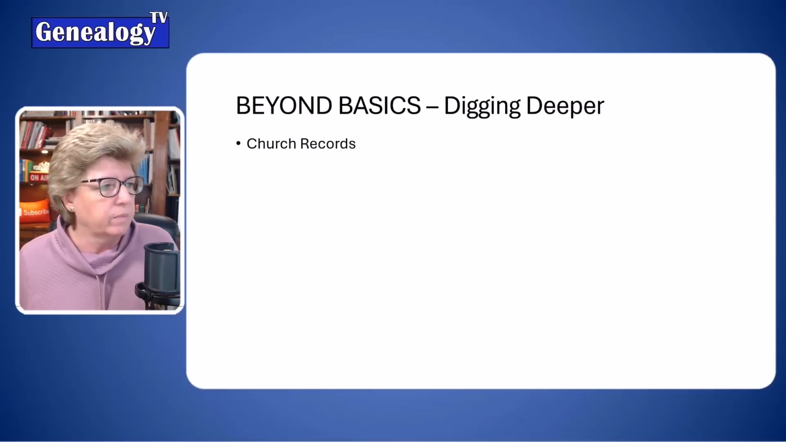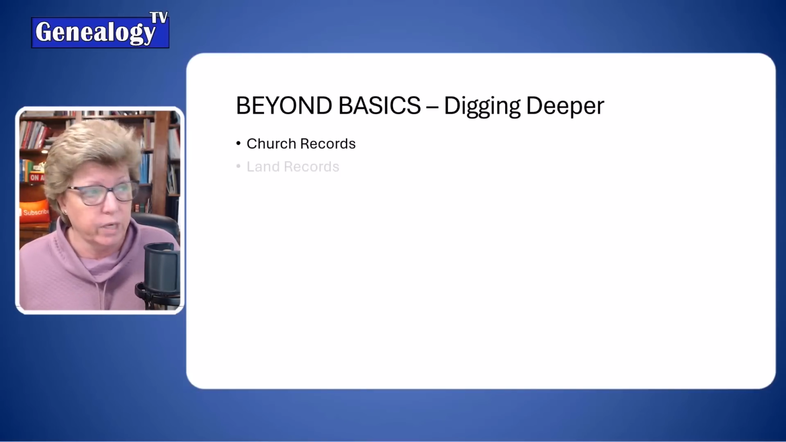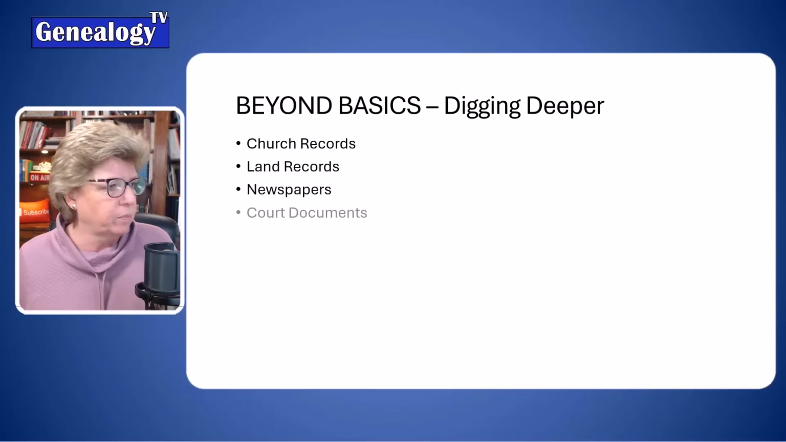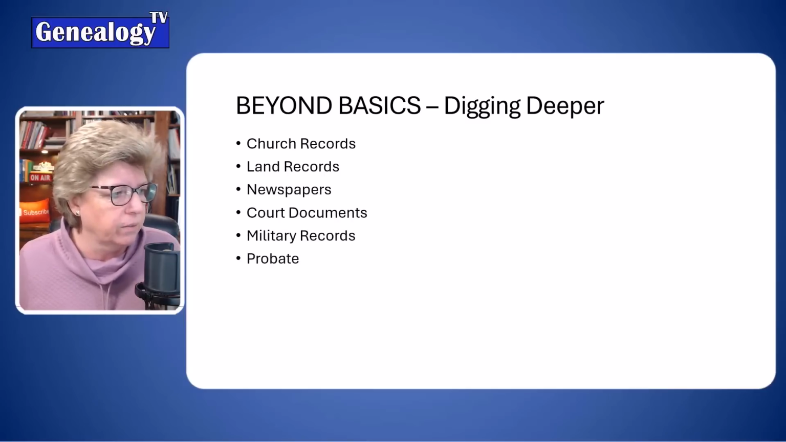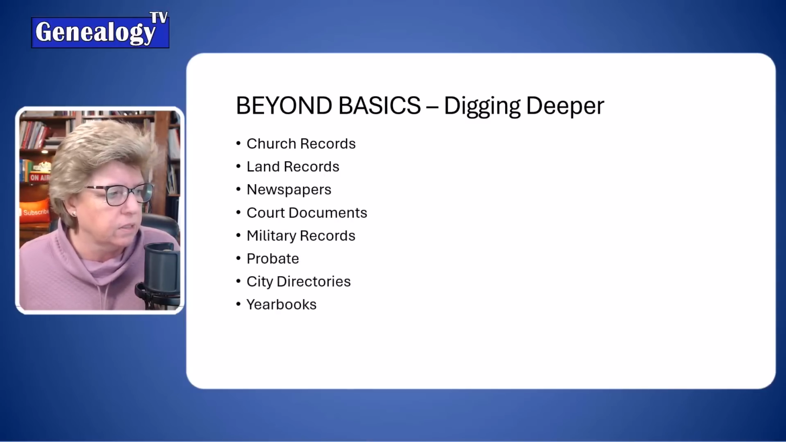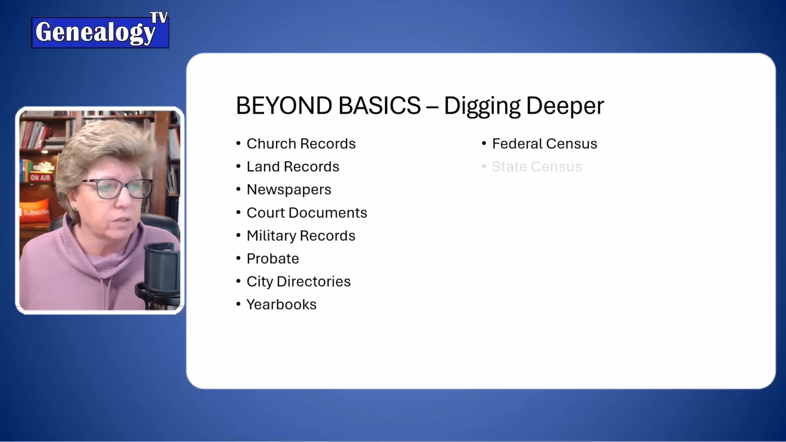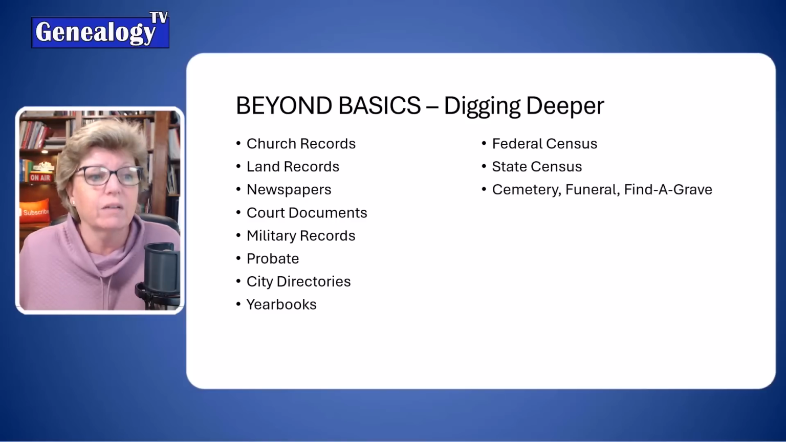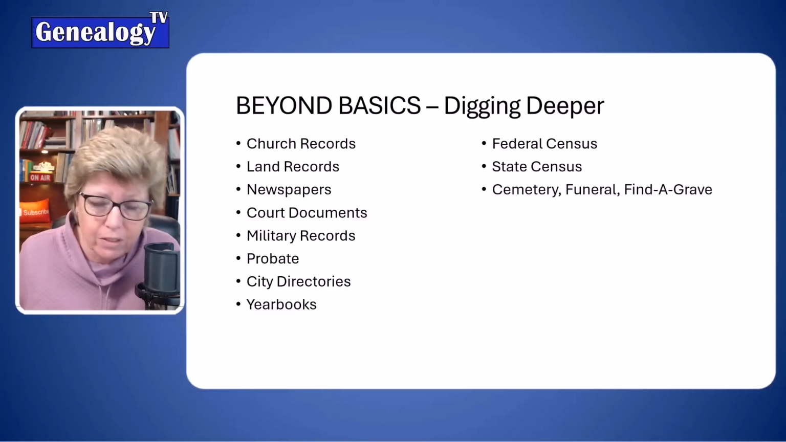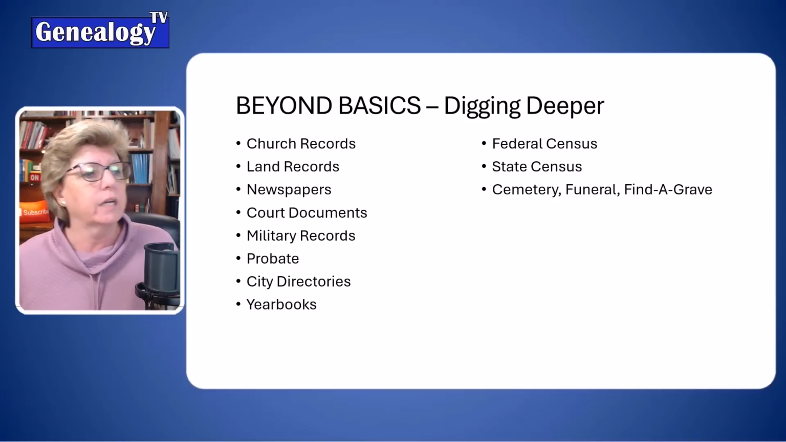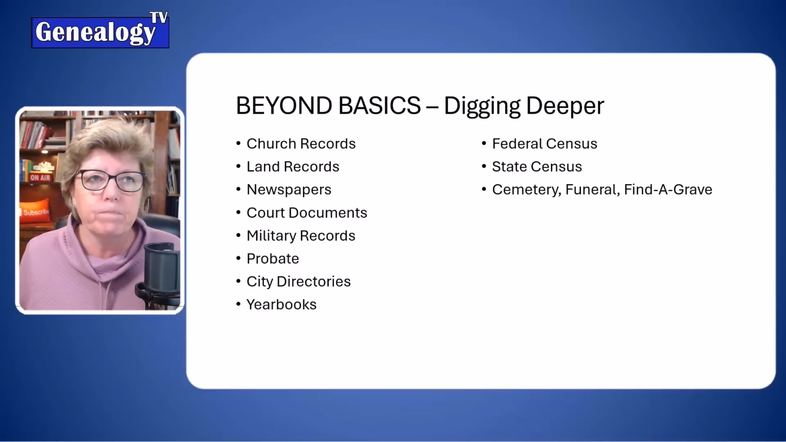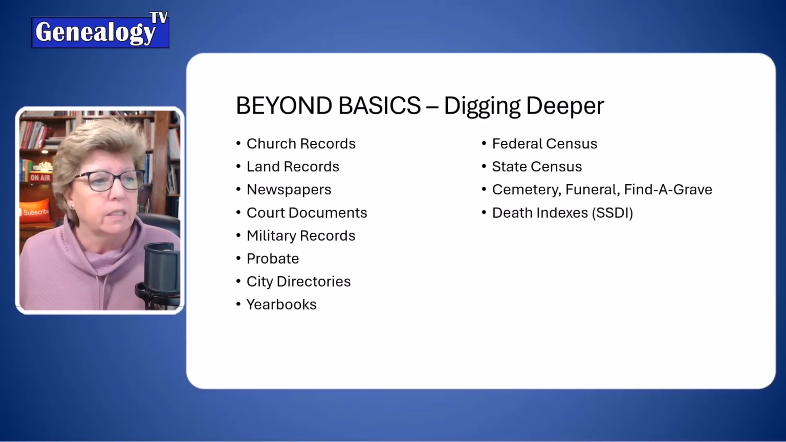The types of records you might be able to find are church records, land records, newspapers, court documents, military records, probate records, city directories, yearbooks. Especially if you're trying to find someone in the early 1900s, yearbooks are a great place to go. Federal census, state census, cemetery, funeral, Find a Grave, BillionGraves, all of those kinds of burial records.